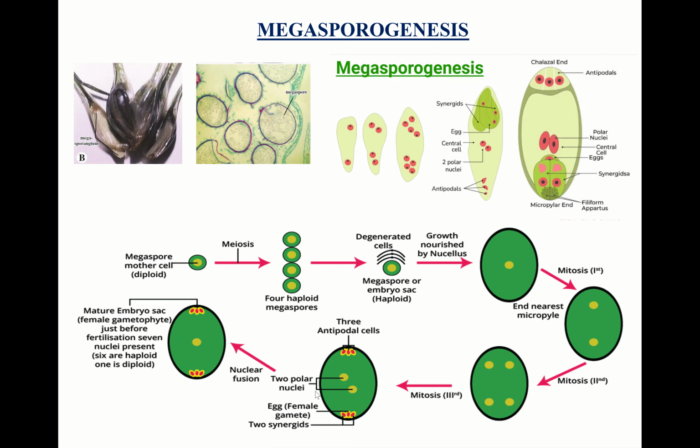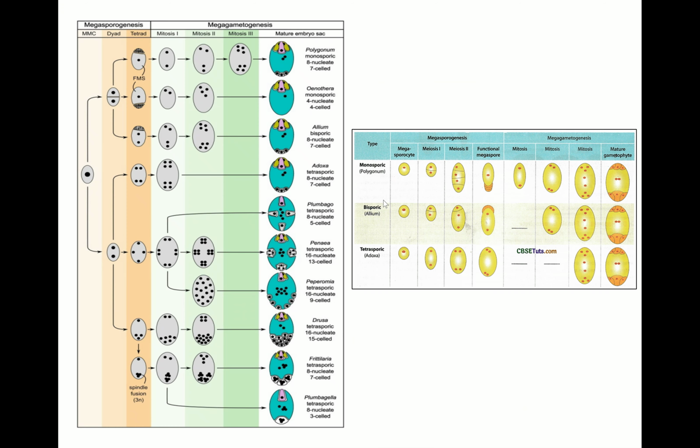Next you can learn about some concepts regarding megasporogenesis types. Okay, so let us learn about the megasporogenesis types. There are three main types: monosporic, bisporic and tetrasporic. Monosporic means only one megaspore is functional. Bisporic means two megaspores are functional. Tetrasporic means four megaspores are functional.